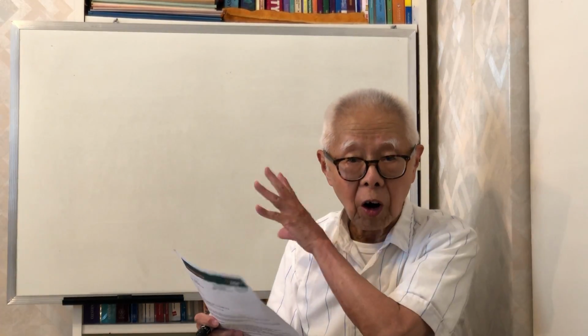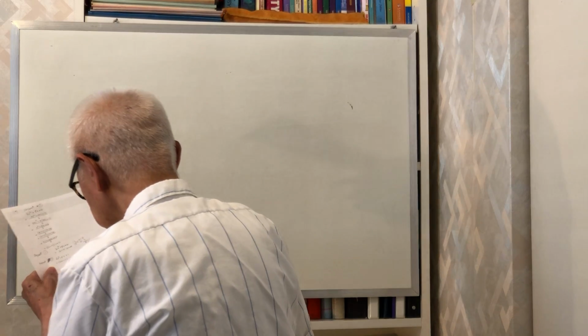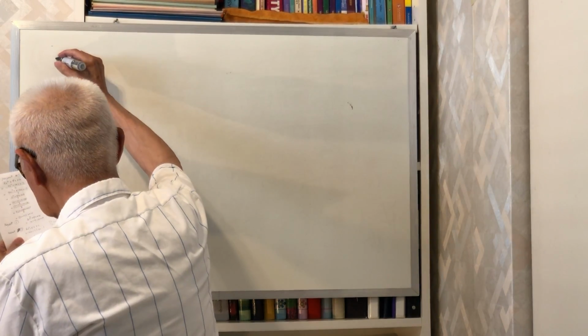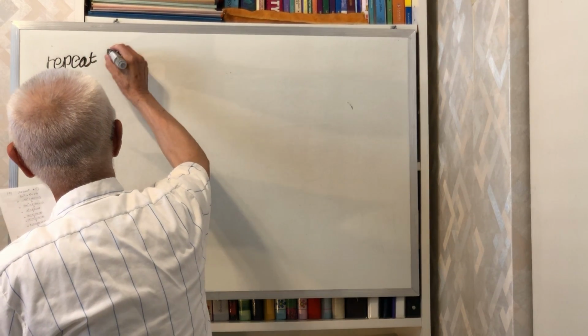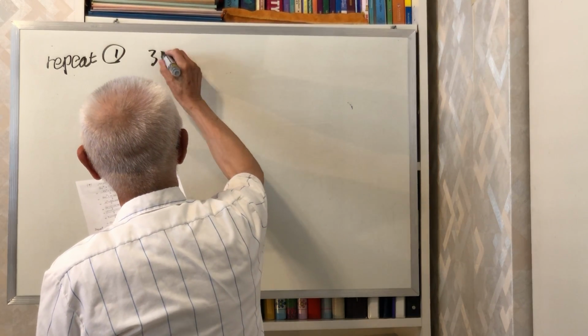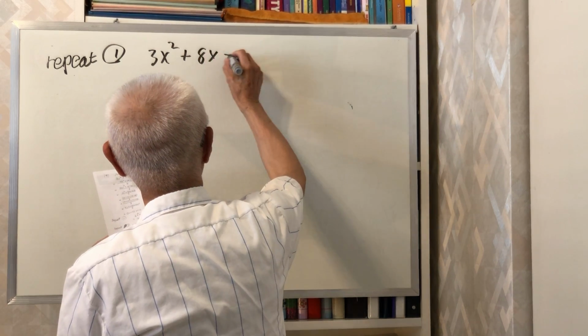So let me do all the examples before, but using my inspection method. So let's do question number 1. Repeat 1. One is 3x squared plus 8x plus 4.